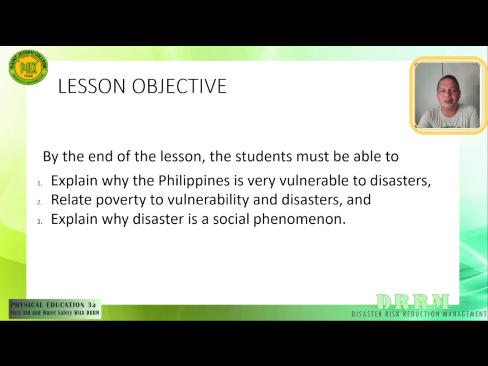The lesson objectives are that by the end of the lesson, the student must be able to: number 1, explain why the Philippines is very vulnerable to disasters; number 2, relate poverty to vulnerability and disasters; and number 3, explain why disaster is a social phenomenon.